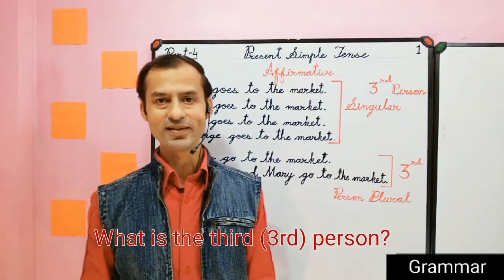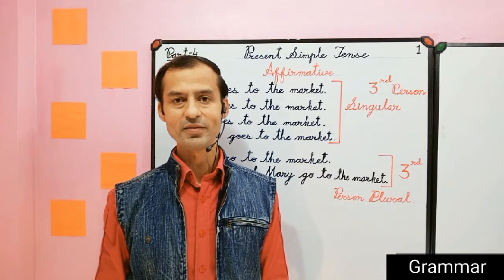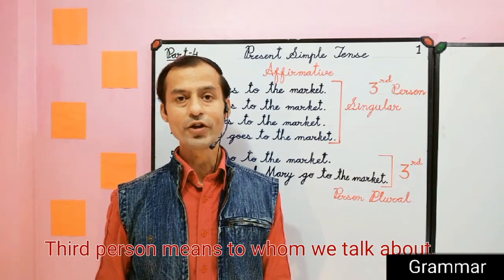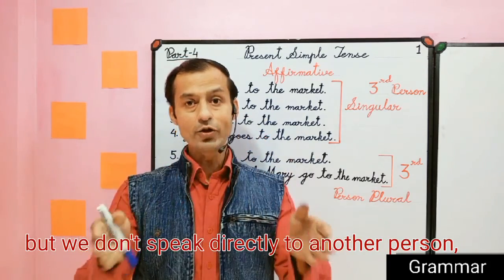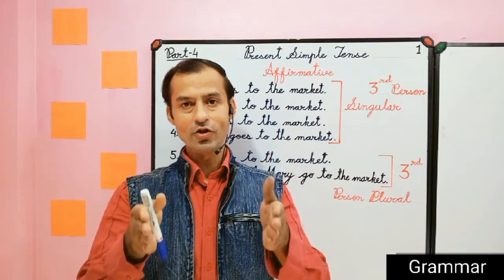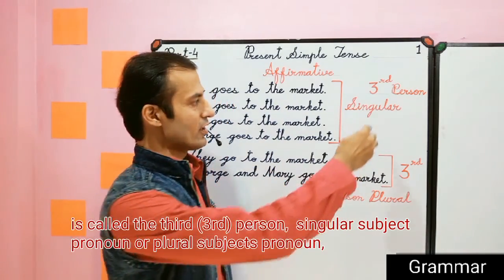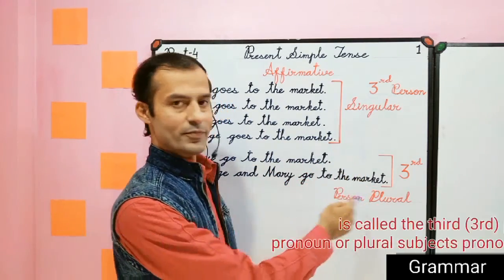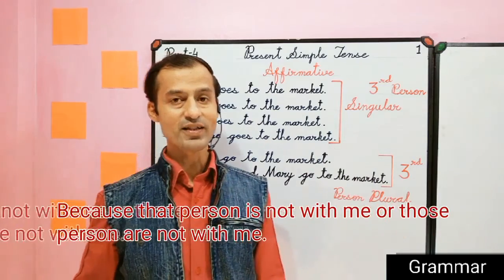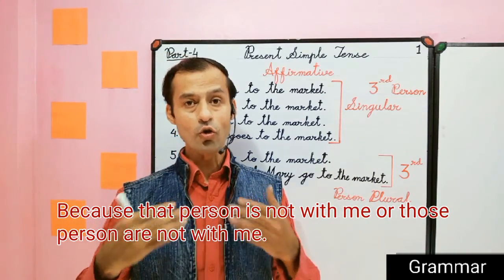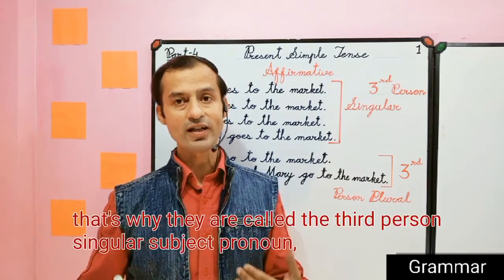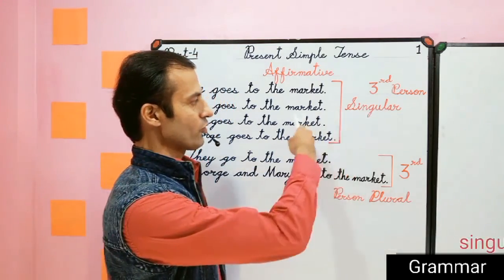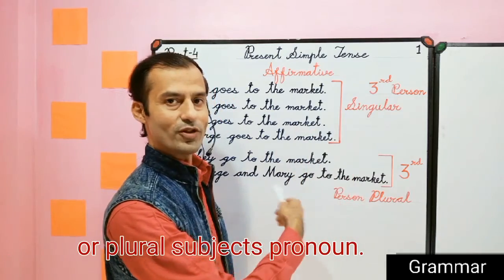So, what is the third person? Third person means the person about whom we talk, but we don't speak directly to that person. It is called the third person singular subject pronoun or plural subject pronoun, because that person is not with me, or those persons are not with me. So that's why they are called the third person singular or plural subject pronoun.